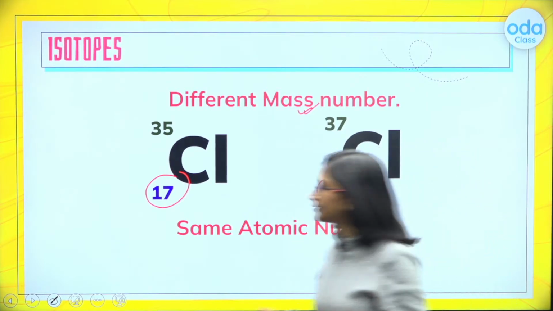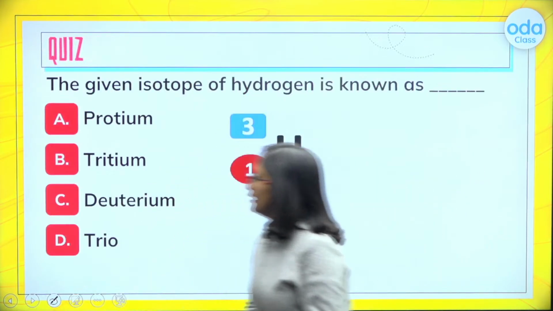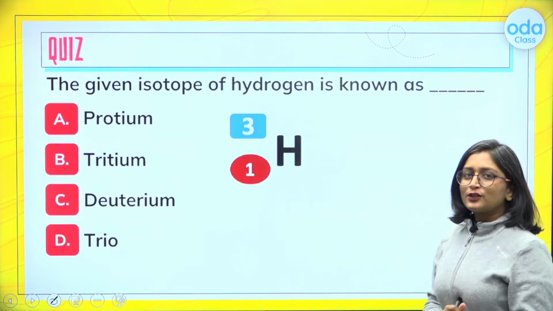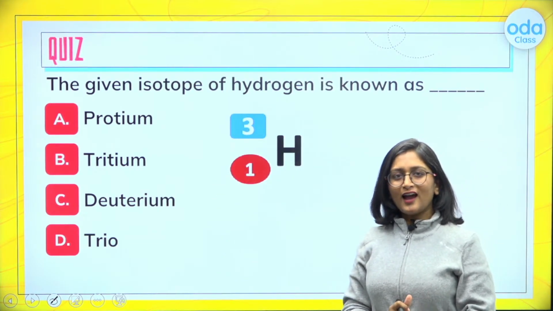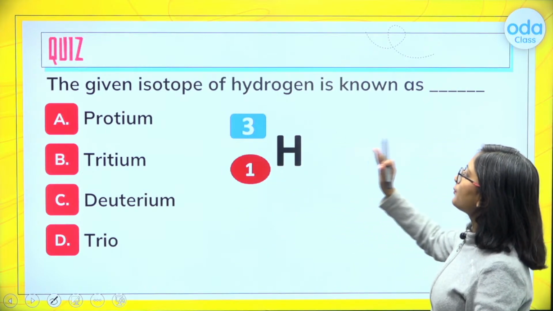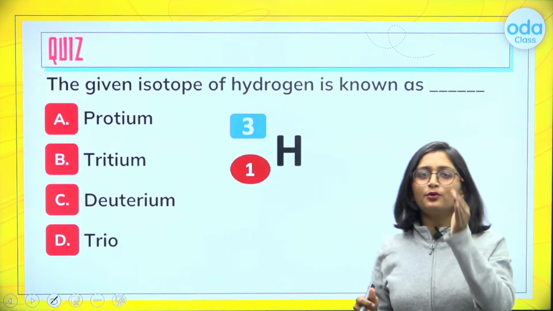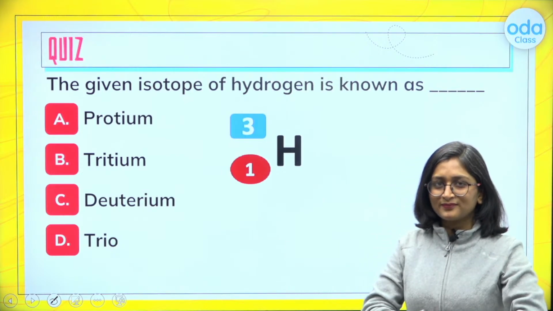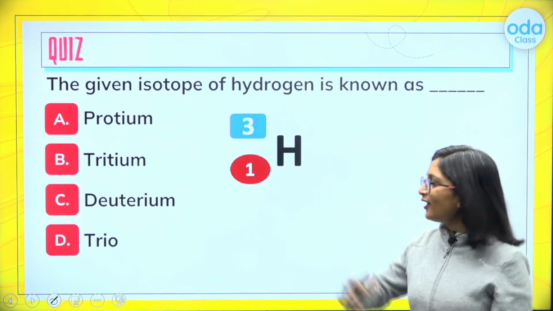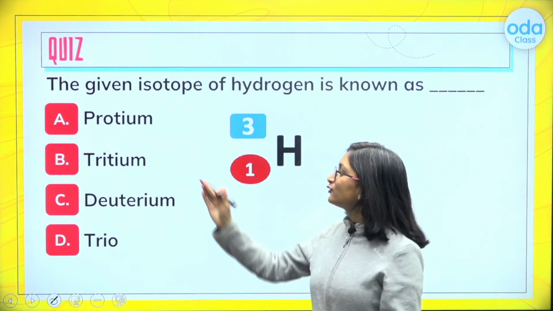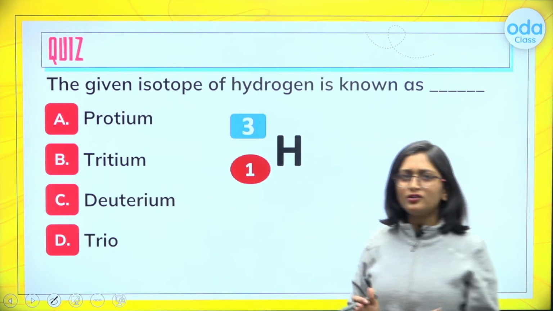Now, what would be the answer of this question if you have learned about the isotopes of hydrogen? The given isotope of hydrogen is known as, if it is having the mass number as 3, what would be the answer? Come on, you all can do it. Come on, answer it in the comment box. Is it going to be protium, tritium, deuterium or trio?